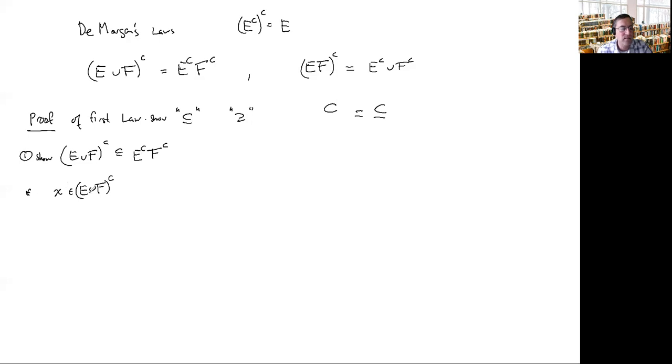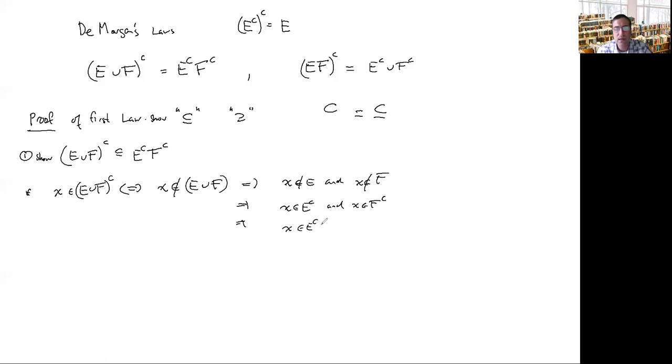So what does it mean for X to be an element of this complement? It means that X is not an element of E union F. But that implies that X is not an element of E and X is not an element of F. Okay, but if X is not an element of E, that means that X is an element of E complement and X is an element of F complement. But and means intersection, so X is then an element of E complement intersect F complement.